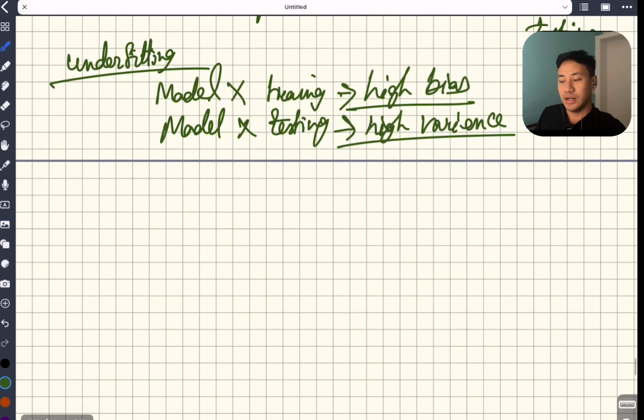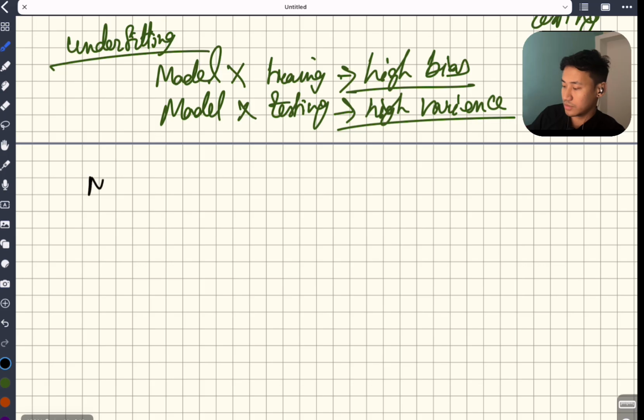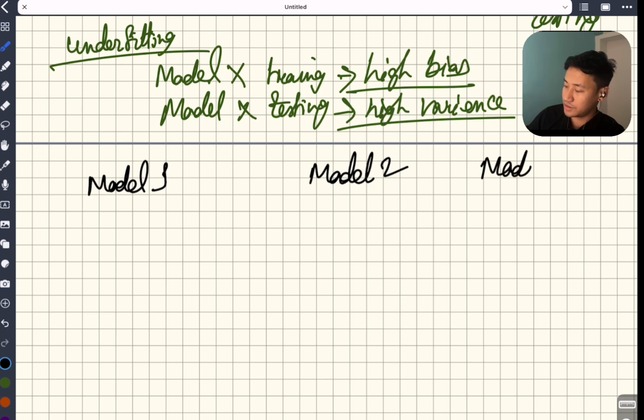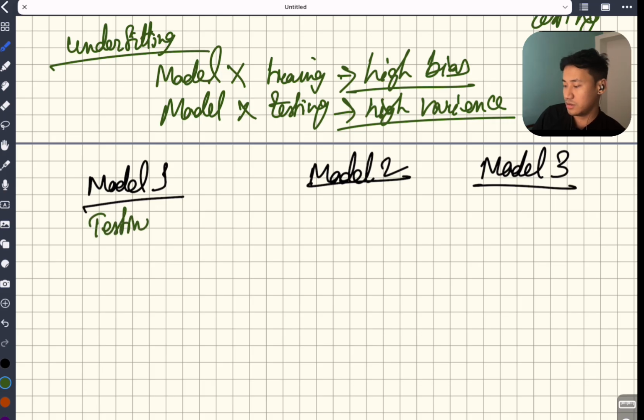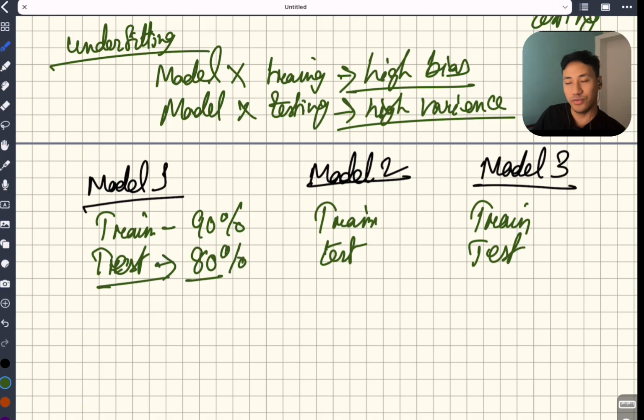So let me again write it down, the models, three models, let's say. Model 1, model 2 and model 3. In these three models, each case has training and testing. Training, testing, training, testing. So the first model performs well with training but does not perform well with testing. So this is called overfitting.